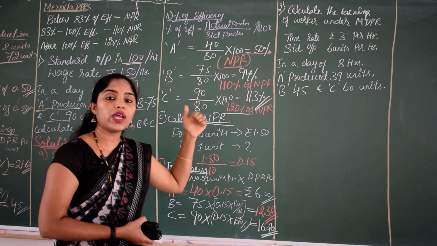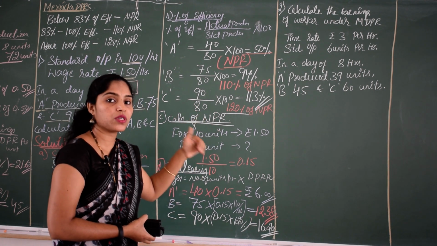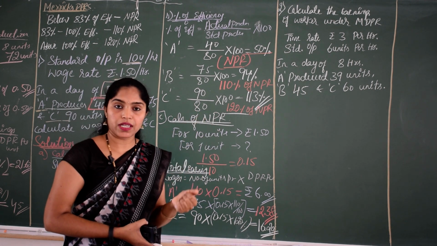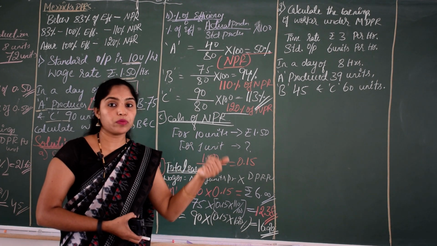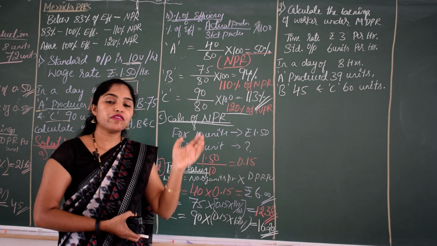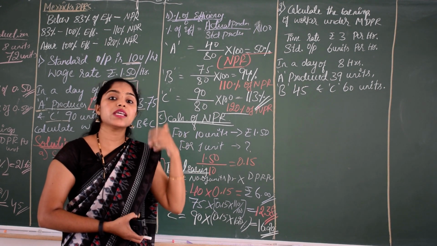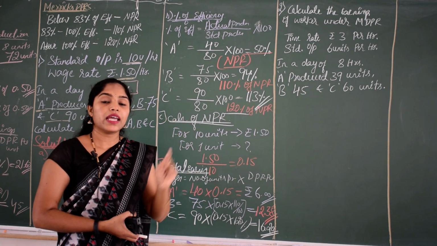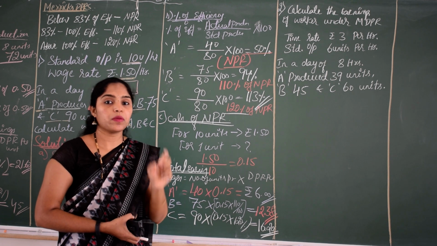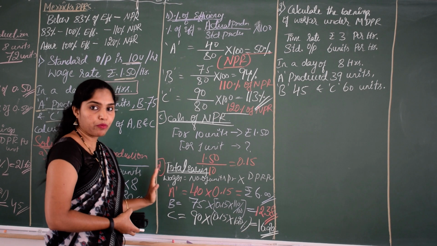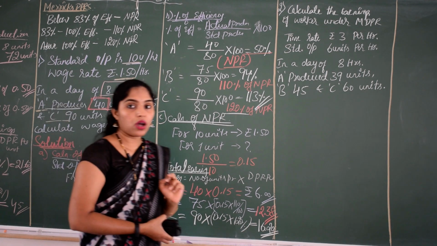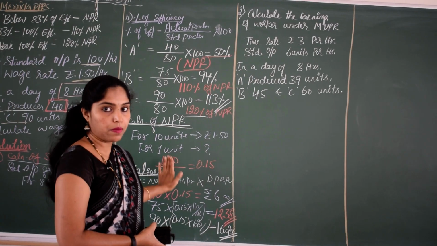So below 83% of efficiency, normal piece rate; 83% to 100% of efficiency, 110% of normal piece rate; and if the percentage of efficiency is more than 100, then he is entitled to get 120% of normal piece rate. So this is a very simple problem. Now let us solve one more problem on the same method.